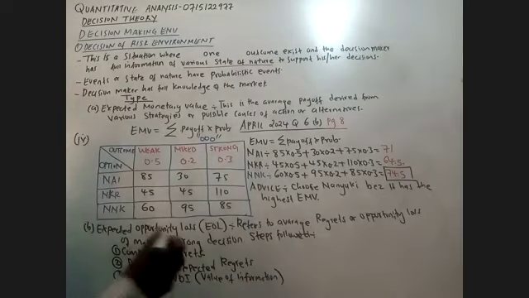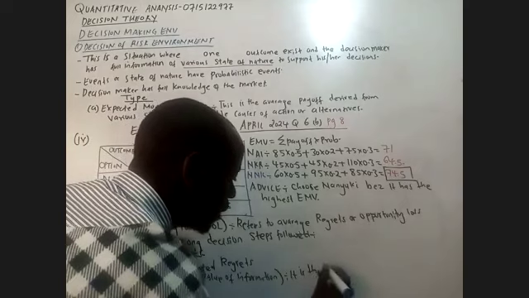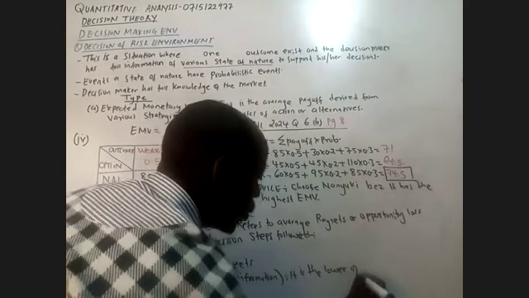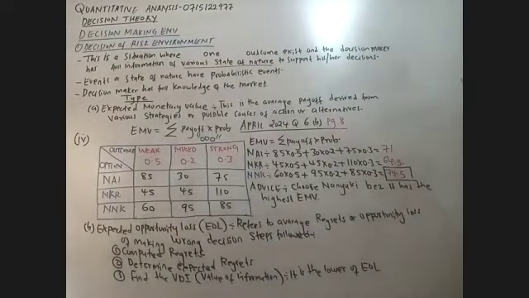Then you say it is the lower of the EOL. So we say step number 1, calculate regrets. Number 2, determine the expected regrets. Step number 3, find the VOI, the value of information, and that one is the lower of the EOL. Now, allow me to wrap this one.